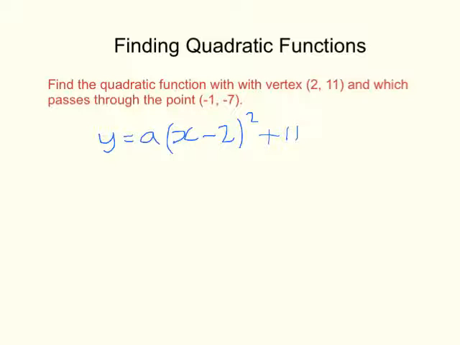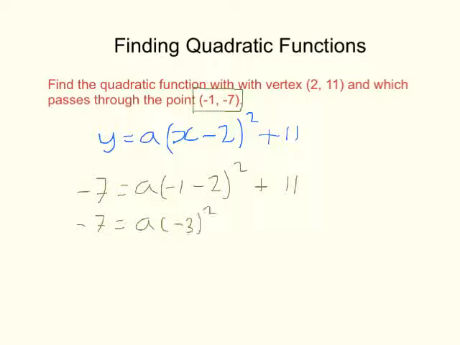We now use the point that we know. We use this point here, and we substitute it in. So y is minus 7. We don't know a. x is minus 1, and then minus 2 squared, plus 11. That gives us minus 7 equals a times minus 3 squared plus 11. We subtract the 11, and we get minus 18 equals 9a. So that tells us that a is equal to minus 2.